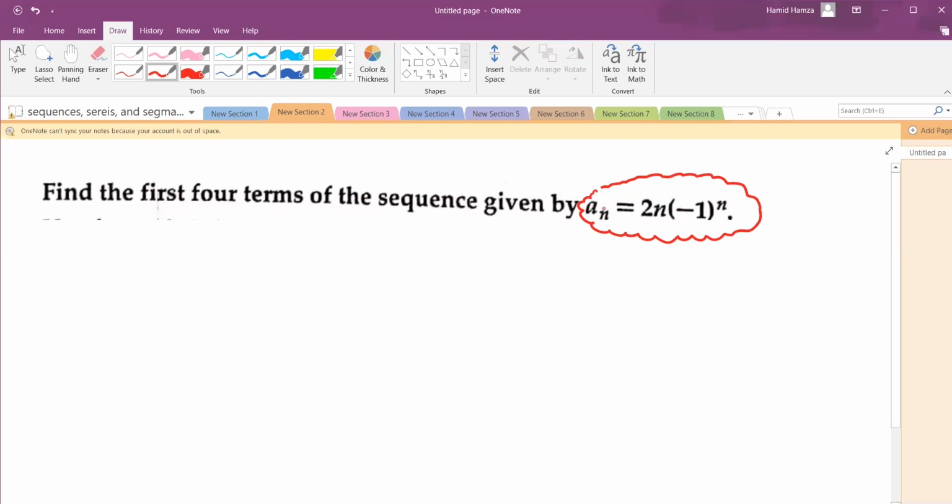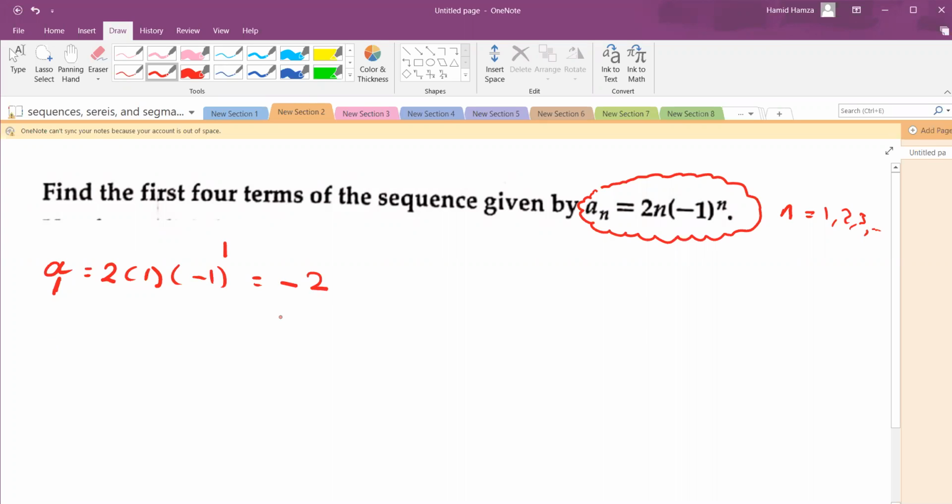This means if I wanted to find the first term, I replace n by what? n always takes 1, 2, 3, and so on. So if I put n equals 1, that means I'll find the first term, A1. So n denotes the order of the term. I replace n by 1, so it will be 2 multiplied by 1, multiplied by negative 1 raised to power 1. So the answer will be negative 2.